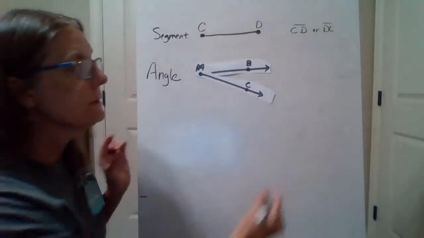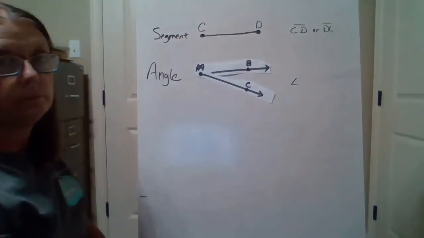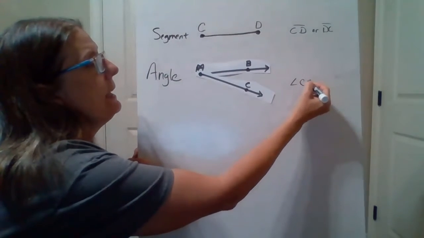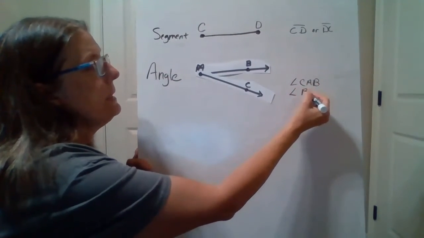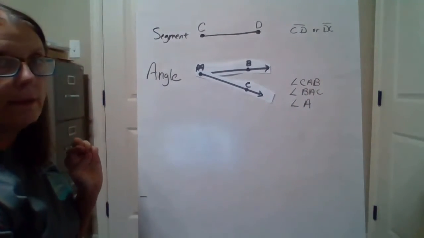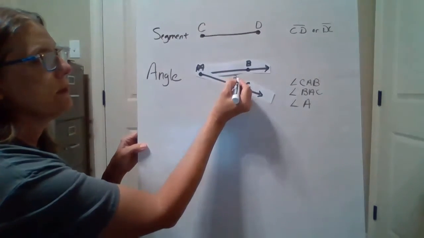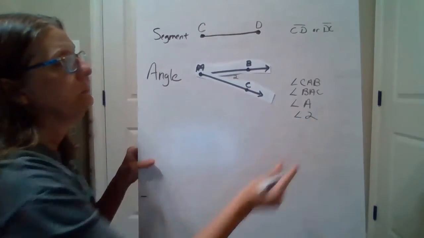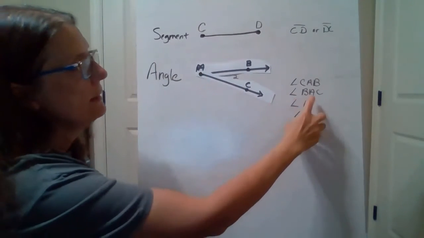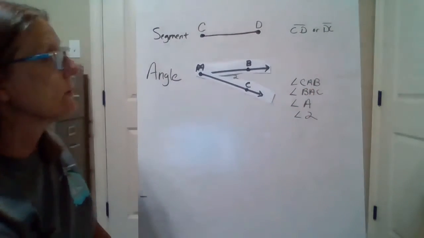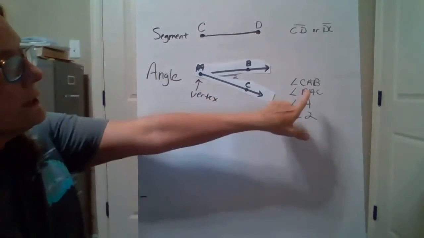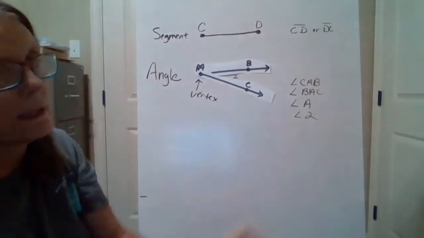The way you name angles is with the angle symbol. There are several ways to do it though. We can say CAB, BAC, angle A, and then sometimes there's a number inside it. So like if there's a 2, we could say angle 2. Notice how the point that they share is the one that's in the middle. It's the corner. It's also called the vertex. If you're going to name it using 3 letters, you want the vertex in the middle.